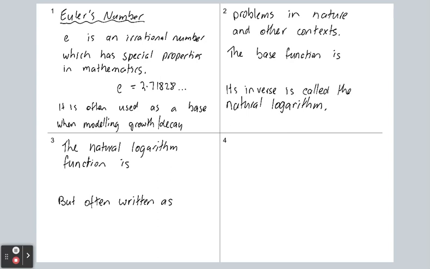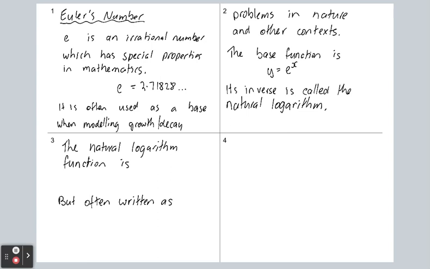The base function is y equals e to the power of x. When I say base function, I mean the fundamental function, not base as in the base is e. So y equals e to the power of x. And just briefly, we're going to look at natural logs on Monday, but its inverse is called the natural logarithm. So I wanted to get this language out now, but we're going to come back to it on Monday. We know that logs and exponents are inverses of each other.